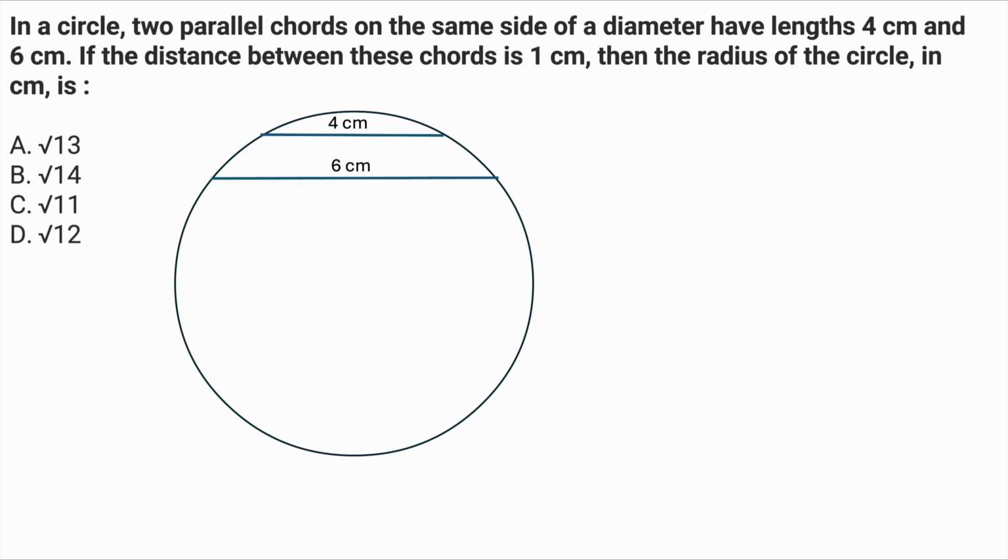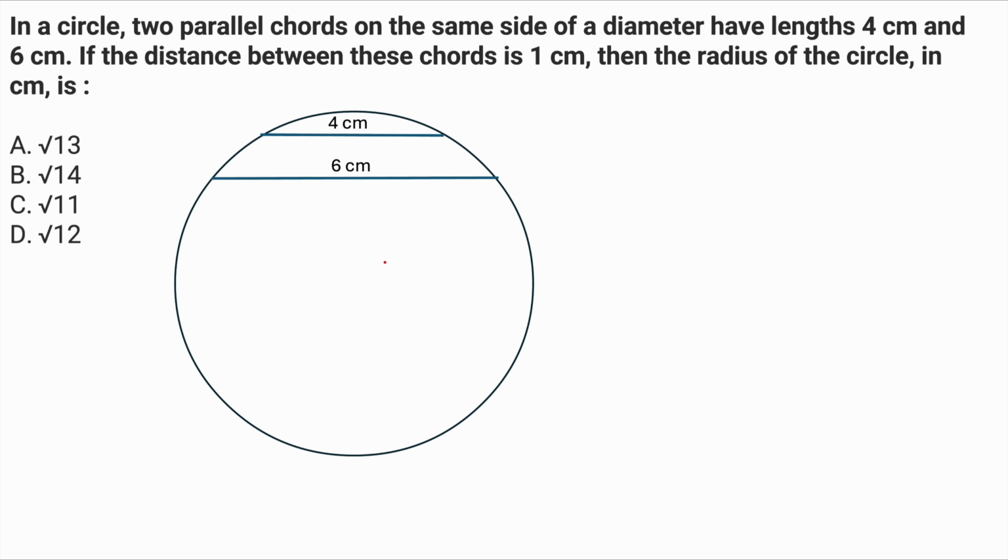So in a circle, two parallel chords on the same side of a diameter have lengths 4 and 6 centimeters. If the distance between these chords is 1 centimeter, then the radius of the circle in centimeters is... So we have these two chords, 4 centimeters and 6 centimeters. They lie on the same side of the diameter. If the distance between these two chords is 1 centimeter, then the radius of the circle is?